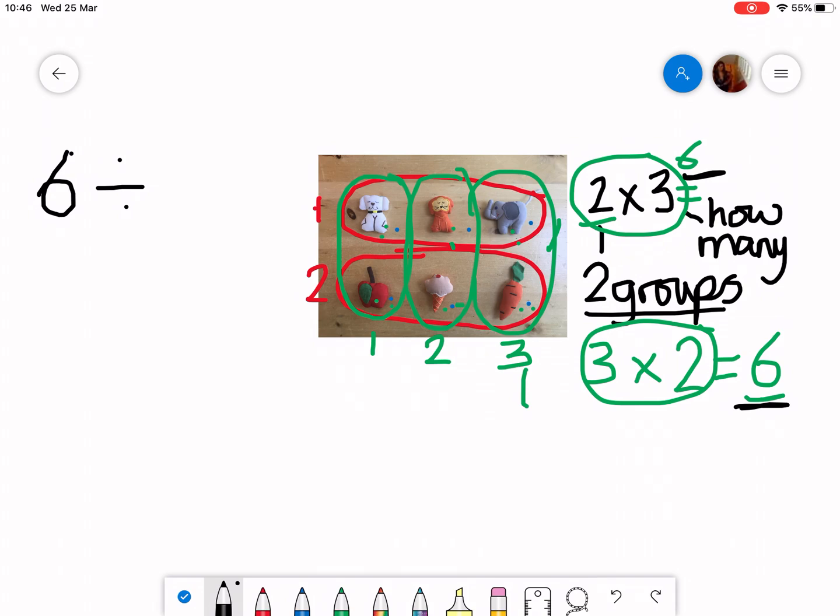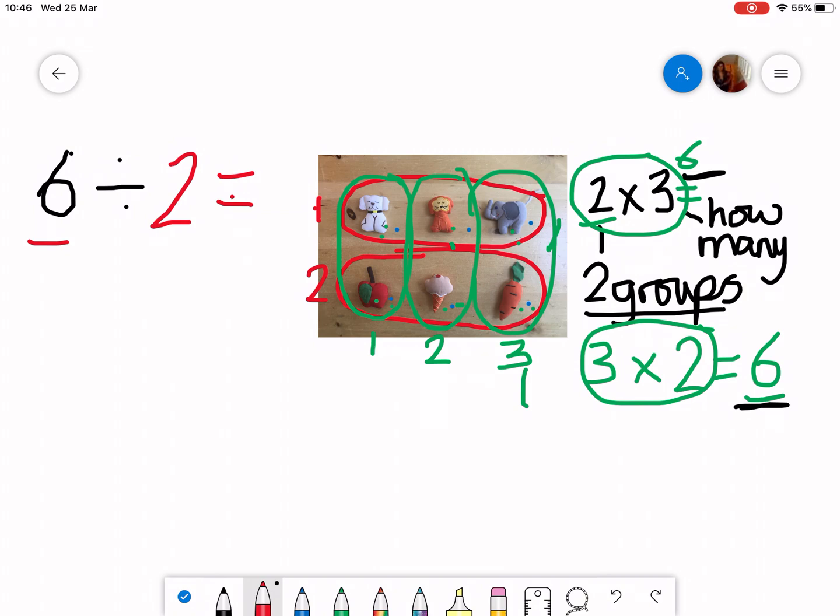So if we divide our whole by the number of groups we have across, so we have 2 groups across, we can do 6 divided by 2. Have a think about how we can find the answer to our division sentence. We know that our whole is 6 and we have 2 groups, so we're going to divide it by 2. 6 divided by 2.